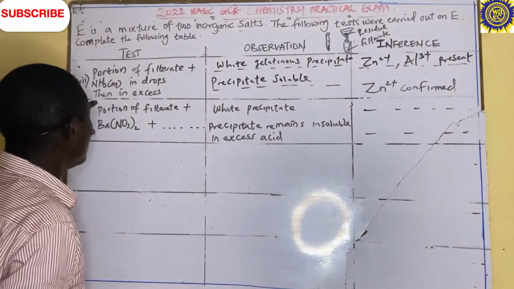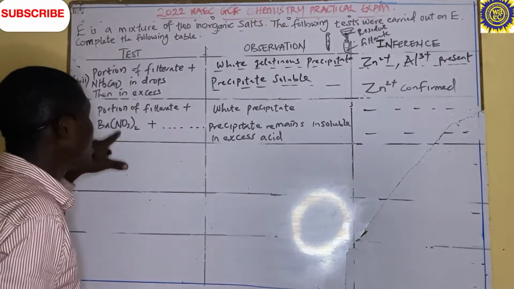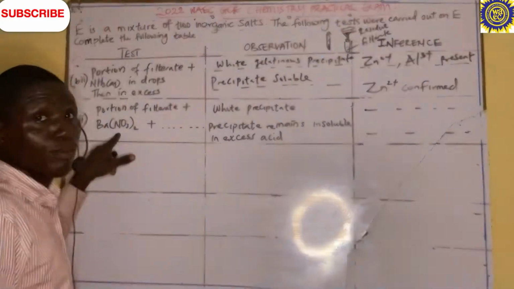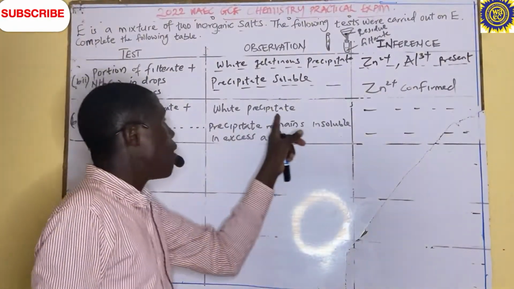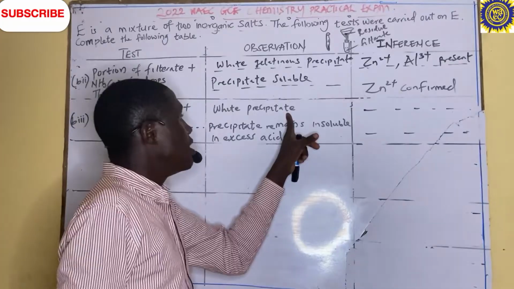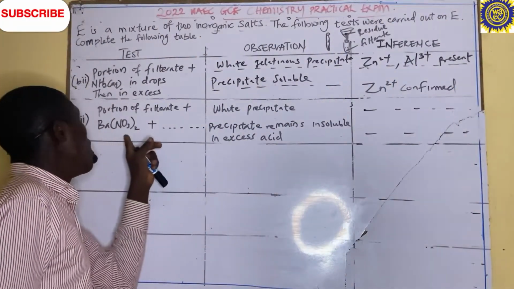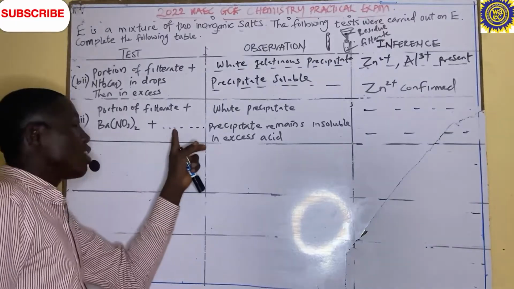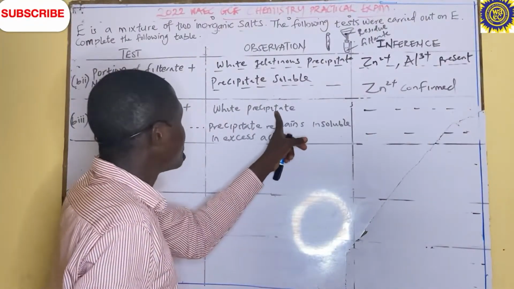Now the last thing is a portion of the filtrate plus barium nitrate solution plus dash. We are told that a white precipitate forms. We have to supply the missing puzzle here. Now, a white precipitate is formed.